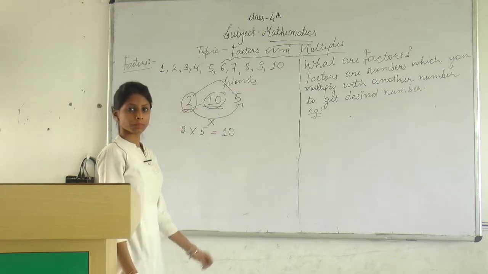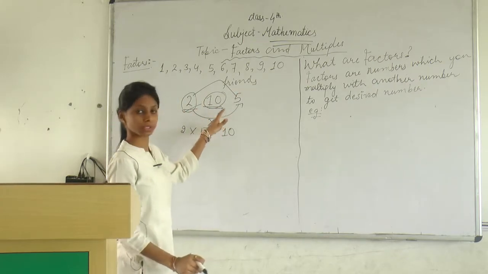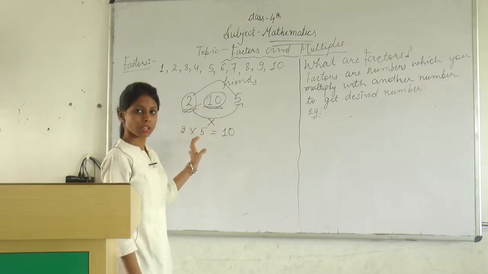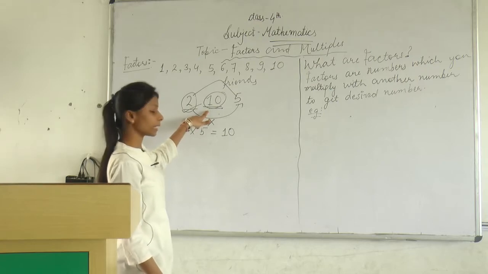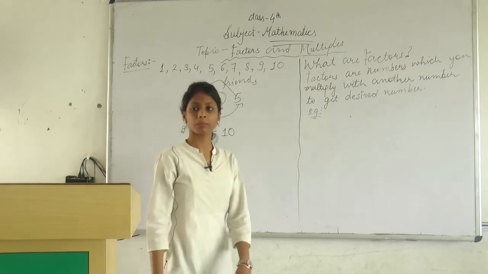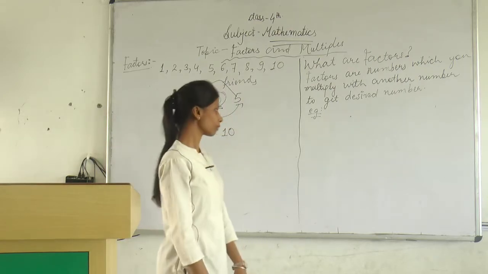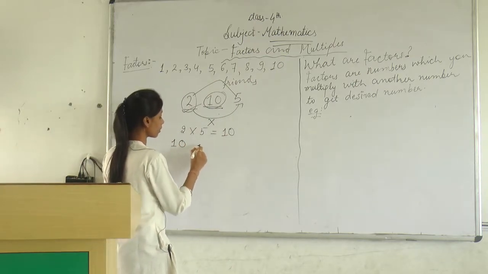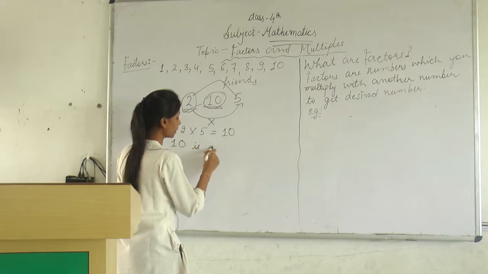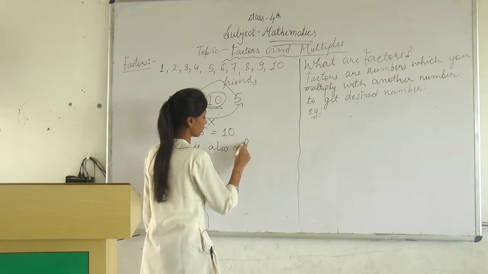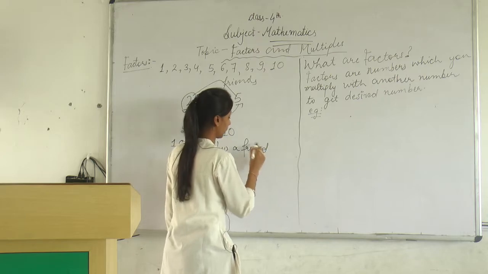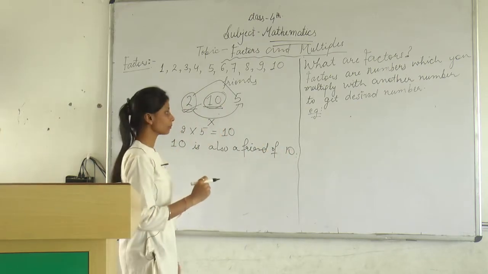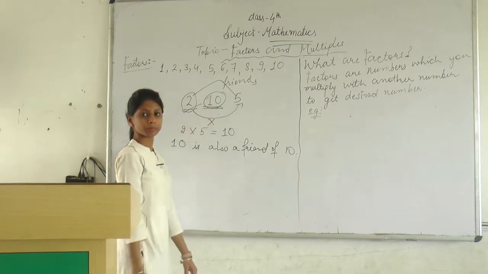Now we can say, since 2 and 5 both numbers are the friends of 10, these are very good friends. Now, we can say the similar number 10 is also a very good friend of the number 10. So, 10 is also a factor of 10.